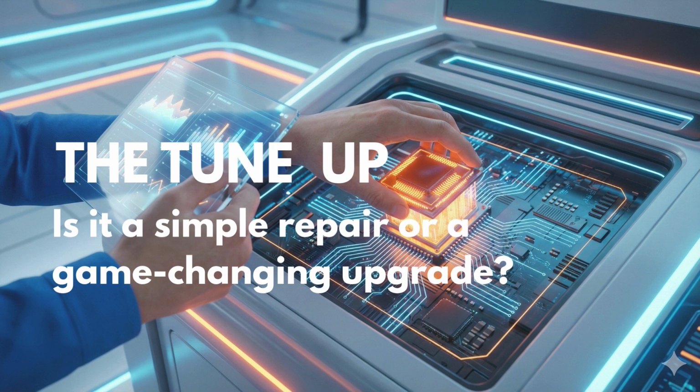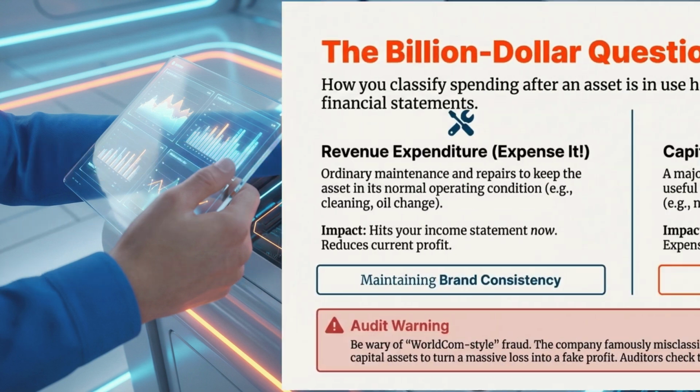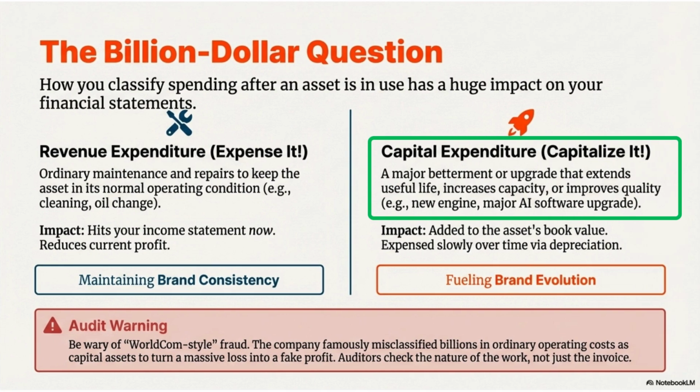Okay, so the machine is running, we're allocating its cost, but things inevitably need upgrades or they wear out. This brings us to the final challenge: classifying spending after the asset is in use. And this decision, do we expense it now or capitalize it and expense it later, is absolutely critical to a company's reported profit. We split this into two main buckets.